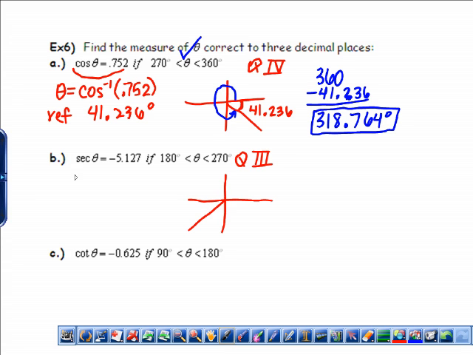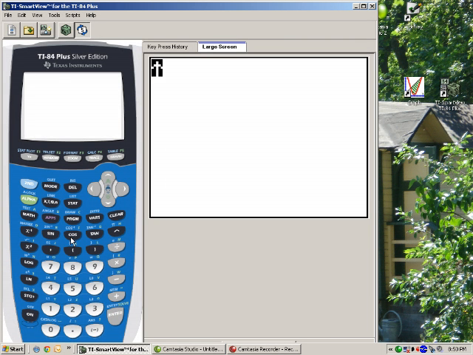Okay, so I want to show you two things. First off, I want to show you how to find theta. And if you're just looking at this and thinking of how we've done the problems before, we would do arc cosine of negative 5.127. Now, we haven't had any where you've put a negative in there, and there's a reason for that, and I'll show you what happens. Okay, so if I type in arc cosine negative 127.